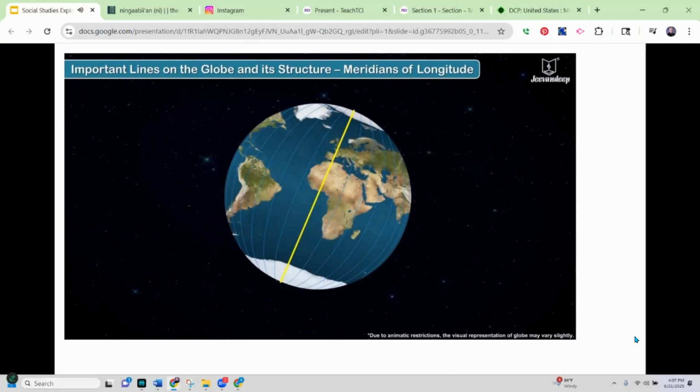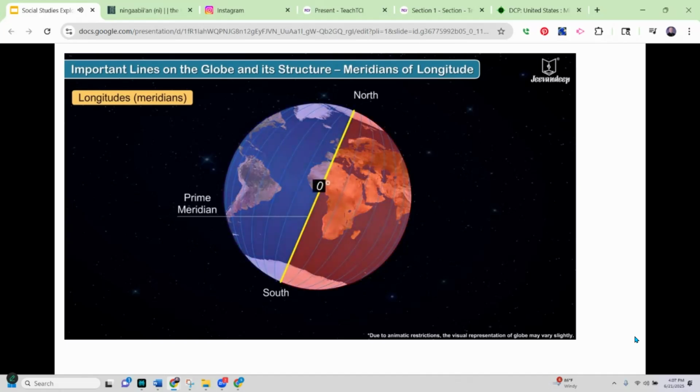Meridians of longitude. The vertical lines on the globe which run from north to south are called longitudes or meridians. The prime meridian, the 0-degree longitude, divides the earth into two equal vertical hemispheres, the east hemisphere and the west hemisphere.